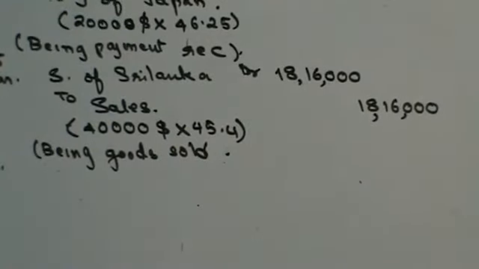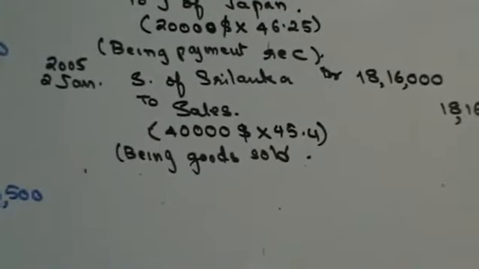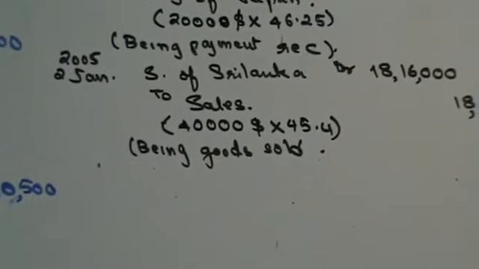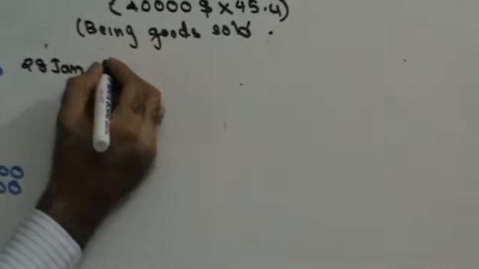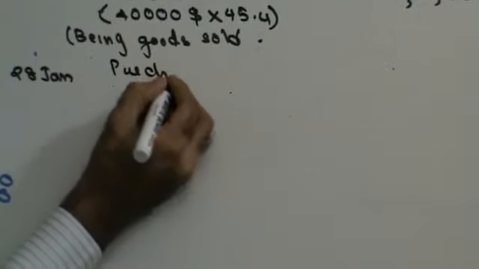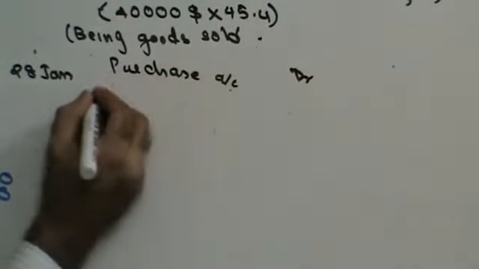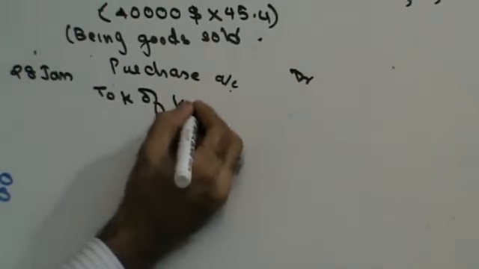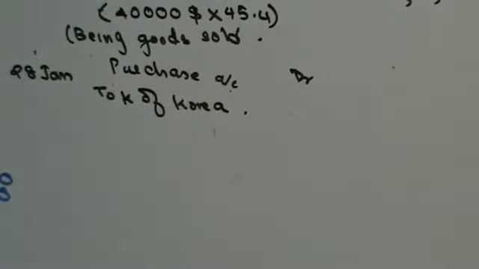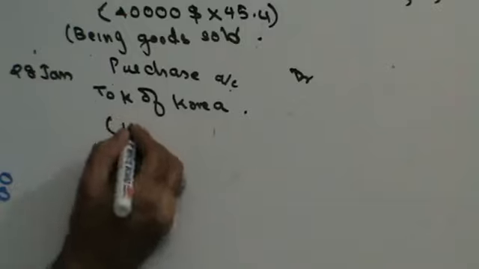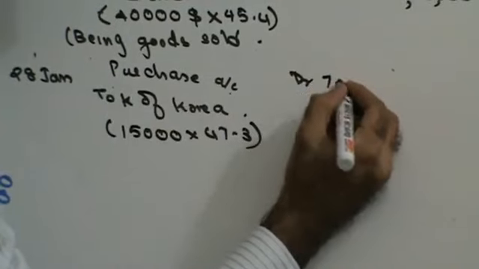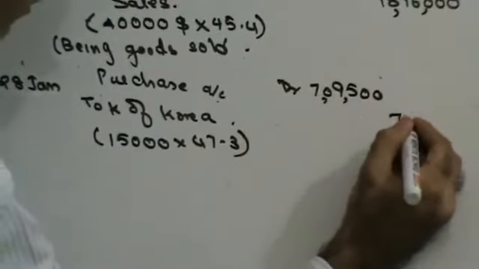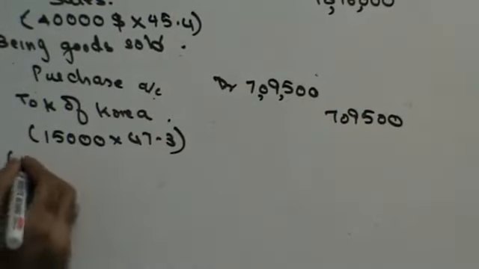Right? After 2nd Jan, you have 28th Jan. Goods purchased from K of Korea of $15,000. Purchase. Right? Debit what comes in? Purchase account debit to K of Korea. You have purchased goods of $15,000 when the dollar rate is 47.3. Someone tell me this. 7 lakh 9,500. 7,09,500 being goods purchased.